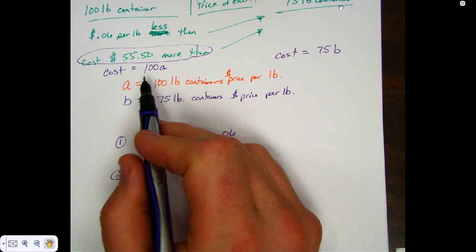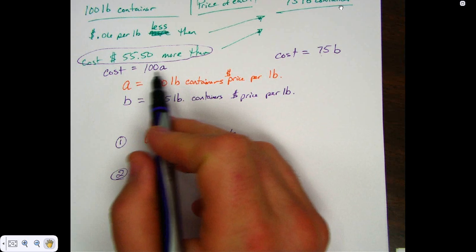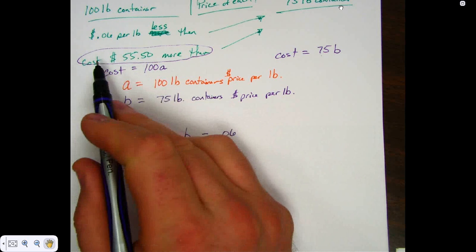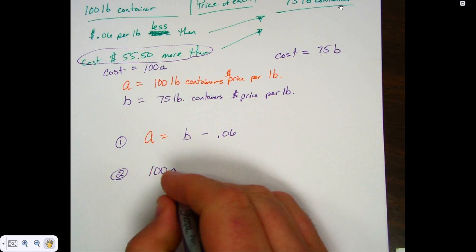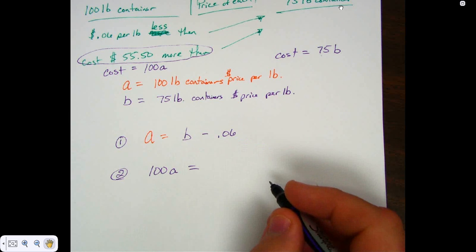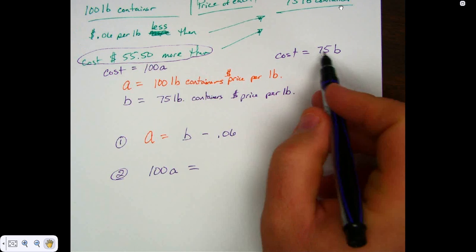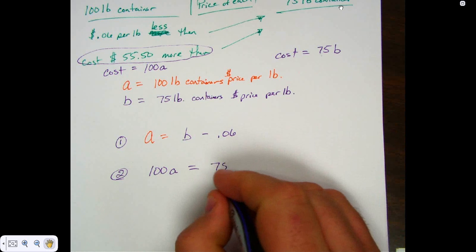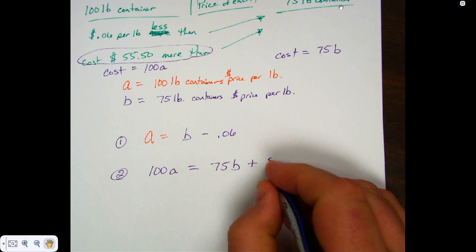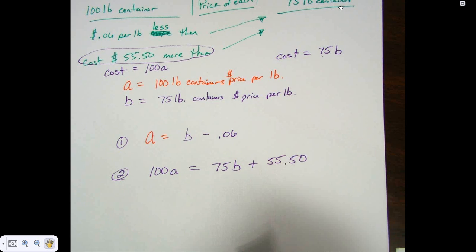Now, they say that the cost of the 100-pound container, so 100A, is equal to what? It costs $55.50 more than this one, right? So I would say 75B plus 55.50.